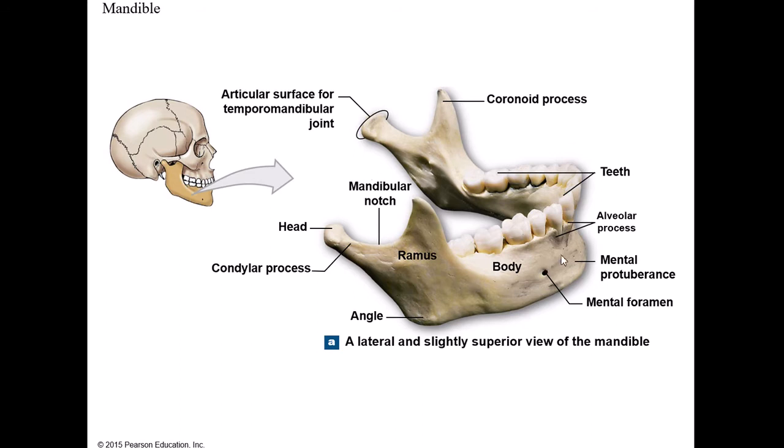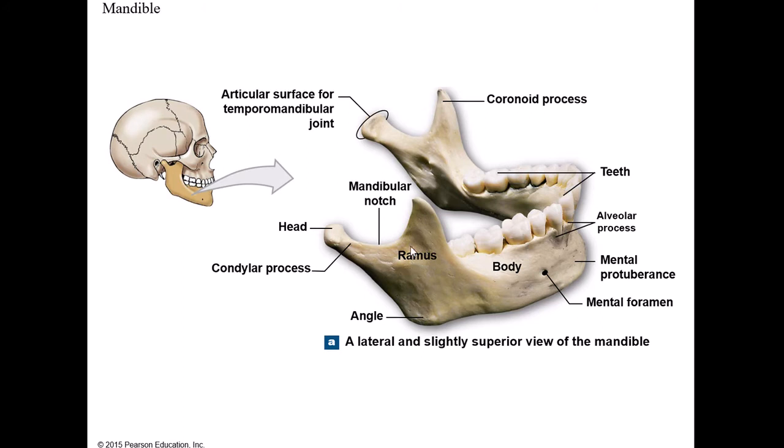So this main part right here, we're going to call the body. As you just kind of touch the front of your chin and went to either side, that would be the body. And just like the maxilla, there's sockets for the teeth. These are called the alveolar process. Then this part going up towards the temporal bone is called the ramus.